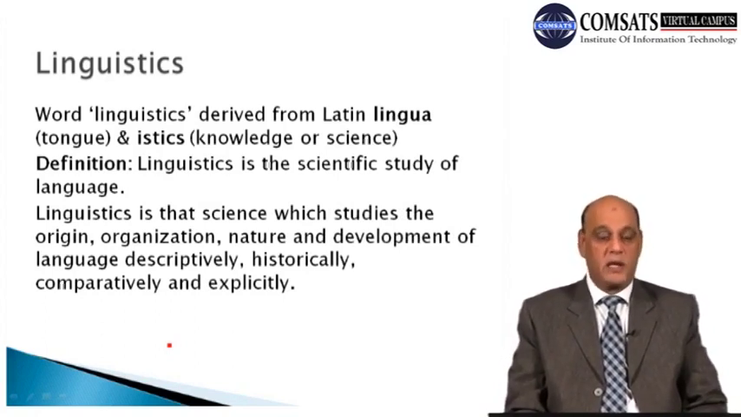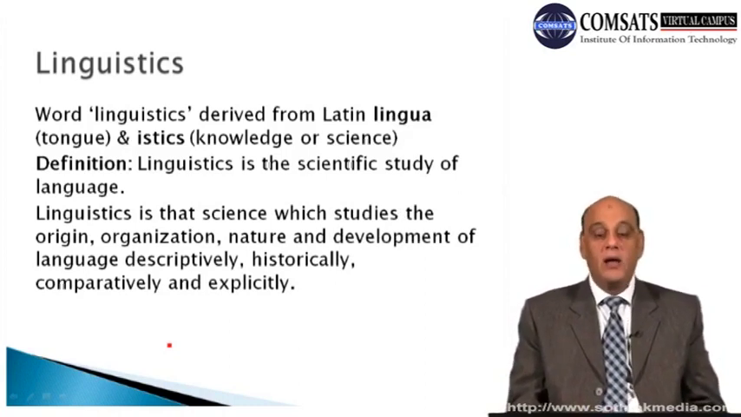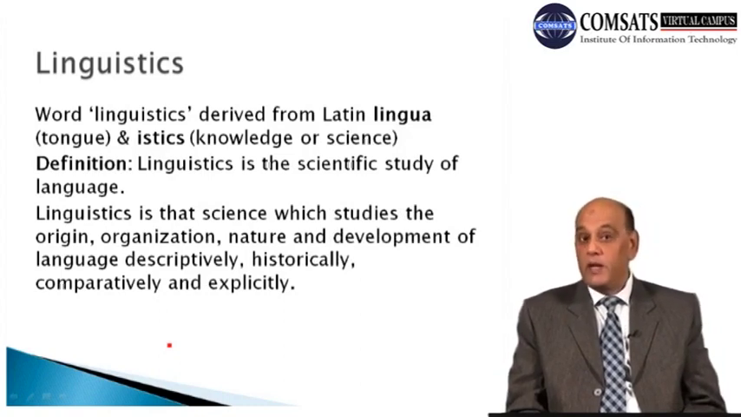What is linguistics basically? The word linguistics was derived from Latin lingua, tongue, and istics, which means knowledge or science. This means linguistics is a scientific study of language. You study language on a scientific basis, sometimes empirically, by collecting data and analyzing the data. So linguistics is a science which studies the origin, organization, nature, and development of language, descriptively, historically, comparatively, and explicitly.